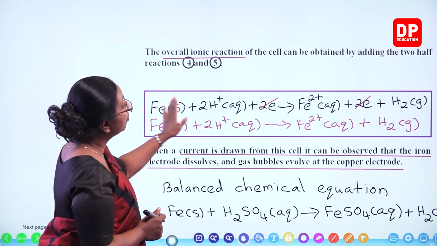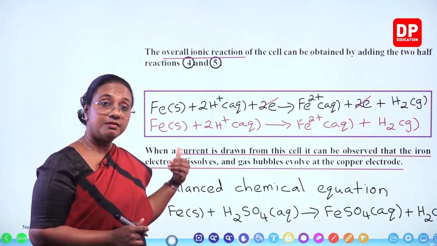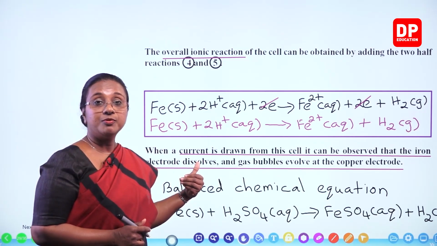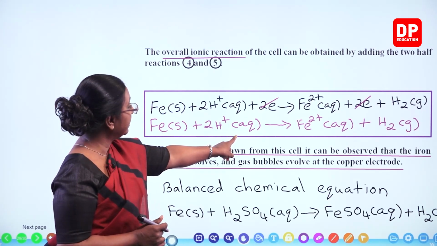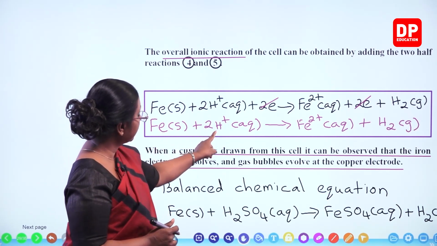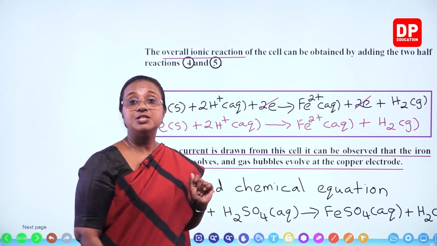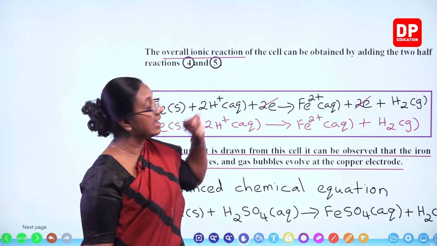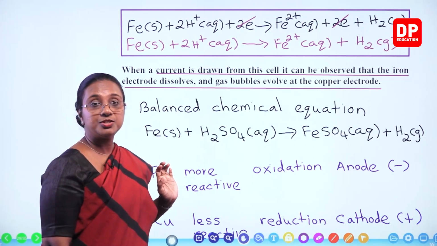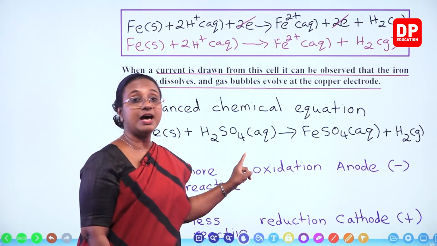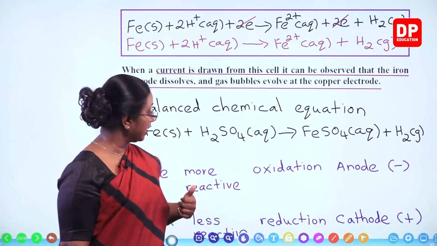Then we got the overall reaction, and just remember the numbering 4 and 5. Oxidation is the number 4 reaction and reduction is number 5. So here the overall ionic equation is Fe solid plus 2H plus aqueous, giving rise to Fe2 plus aqueous and H2 gas. That is the overall ionic reaction. And then I showed you all the balanced chemical equation also, including the sulfate ions that are there in the medium, because we get H plus from sulfuric acid.